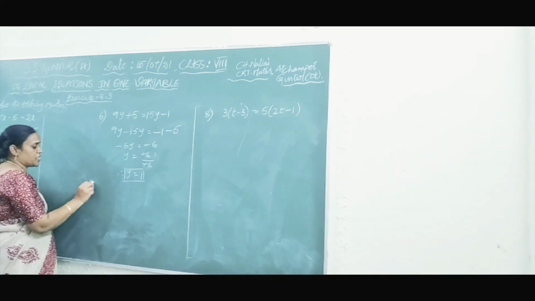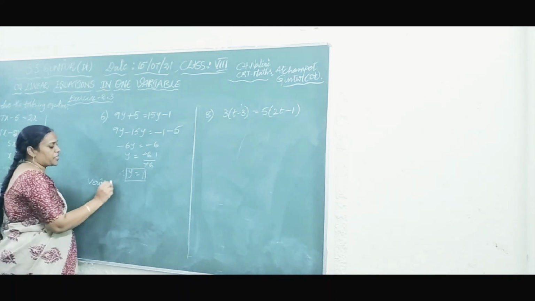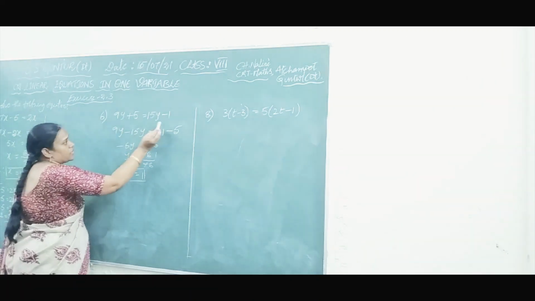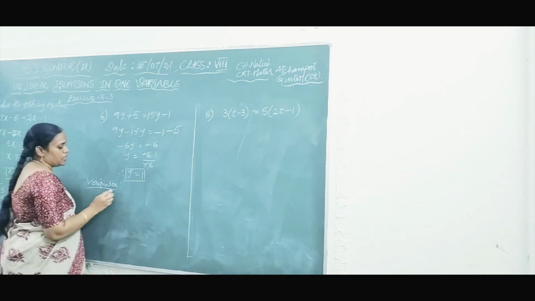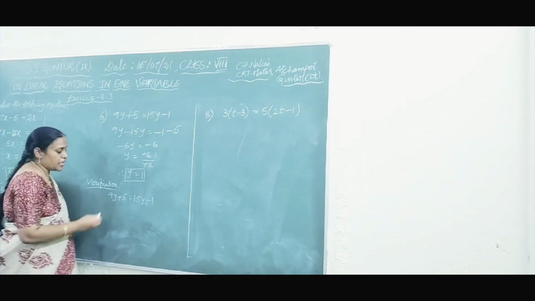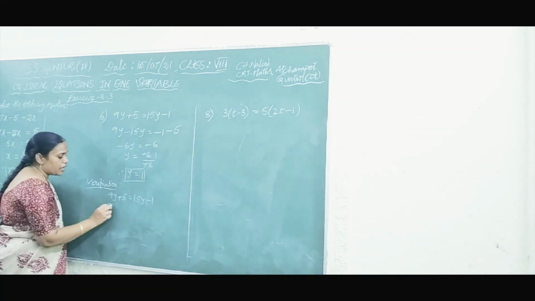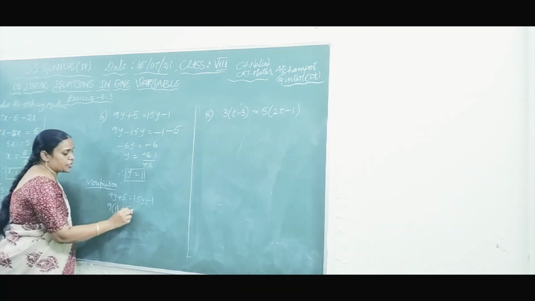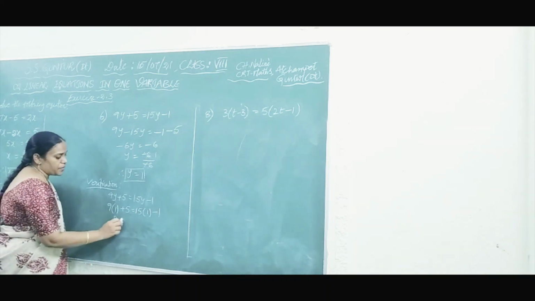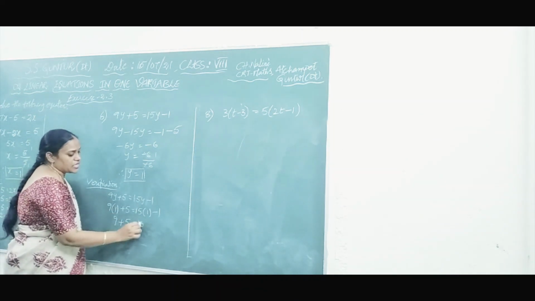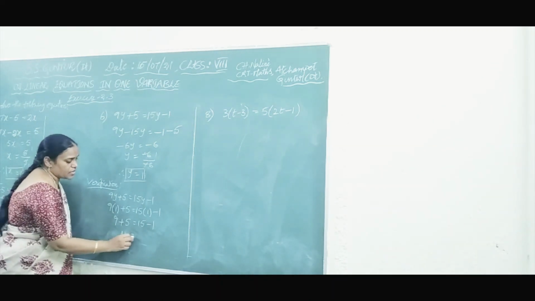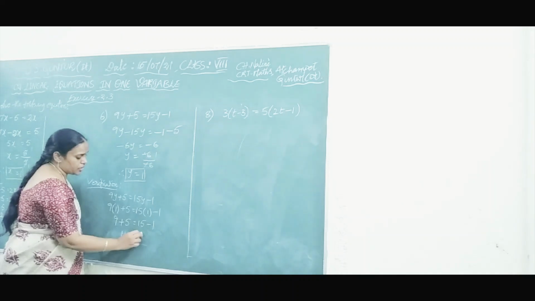Now verification of this problem. This y is equal to 1 value we write here, then the RHS and LHS will be equal. Write down the equation 9y plus 5 is equal to 15y minus 1. In place of y you write the value 1. 9 of 1 plus 5 is equal to 15 of 1 minus 1. 9 ones are 9, plus 5 is 14, equal to 15 ones are 15, minus 1 is 14. LHS is equal to RHS.